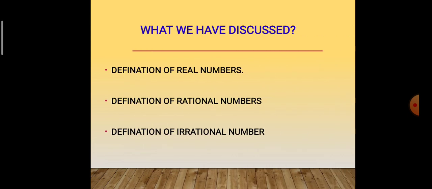So what we have discussed today: definition of real numbers. What are the real numbers? Collection of rational and irrational numbers. Definition of rational numbers also we discussed. What is a rational number? The number which is in the form of p by q is called a rational number. Next, definition of irrational numbers. What is an irrational number? The number which is not in the form of p by q. This also we discussed.